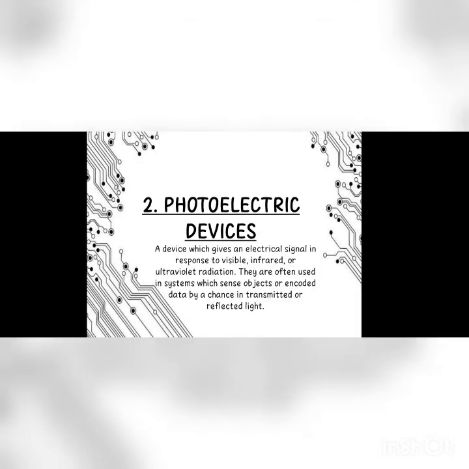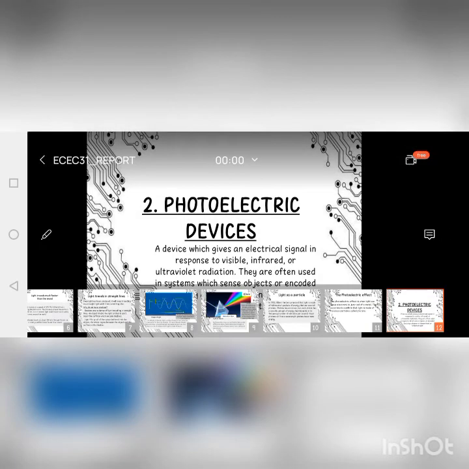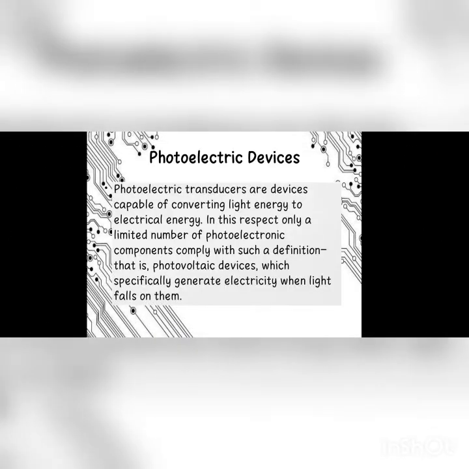So let's proceed to number 2, photoelectric devices. A photoelectric device gives an electrical signal in response to visible, infrared, or ultraviolet radiation. They are often used in systems which sense objects or encoded data by a change in transmitted or reflected light. Photoelectric transducers are devices capable of converting light energy to electrical energy.